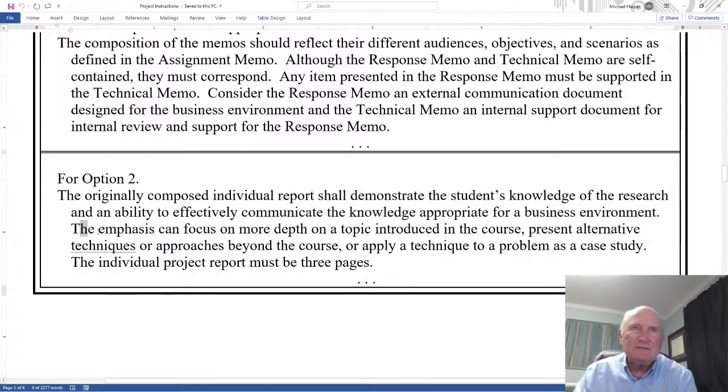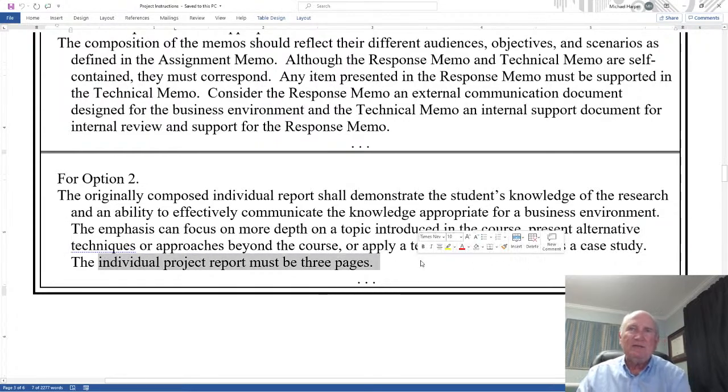Okay, the emphasis can focus on more depth on a topic introduced in the course, present alternative techniques or approaches beyond the course, or apply a technique to a problem as a case study. The individual project report must be 3 pages.